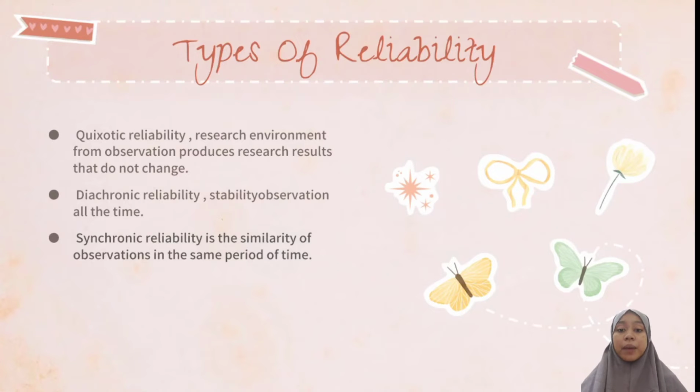Types of reliability. Number 1 is quixotic reliability. The research environment from observation produces research results that don't change. And number 2 is diachronic reliability. Stability of observation all the time. And number 3 is synchronic reliability. It is the similarity of observation in the same period of time.